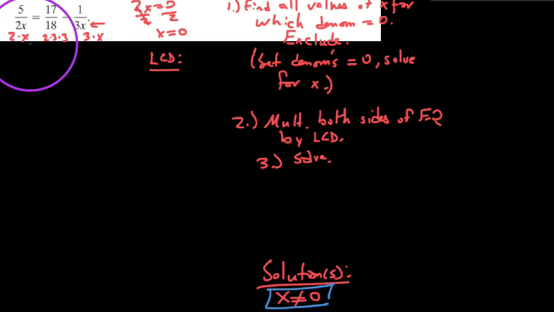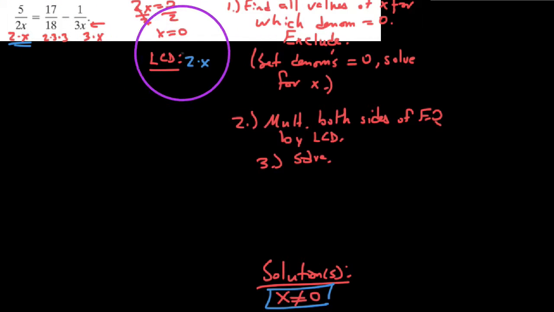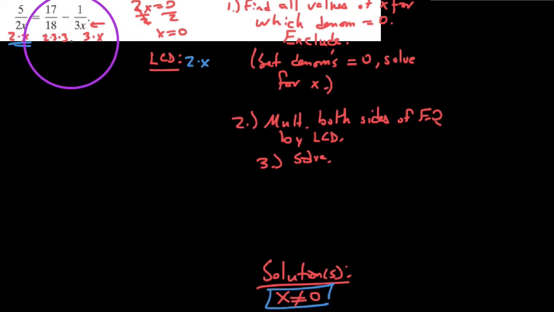So to find the LCD, what you always do, or at least what I tell people to do, is this. Take all of the factors in the first denominator: the 2 and the x. And then add to this list any that weren't already on the list from the other denominator. So, for instance, I'm looking at this denominator. I already have a 2 in this list.